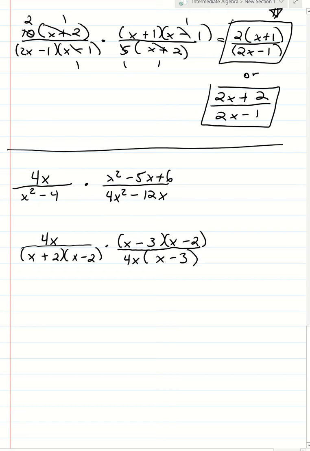Now that I have the fully factored form of both algebraic expressions, once again we look to utilize that fundamental principle of fractions and see if we can simplify. Well, I have the 4 on top, 4 on the bottom, they simplify. I have an x in the numerator, x in the denominator, they simplify. I have an x minus 3 on the numerator with an x minus 3 in the denominator, they simplify. I also have an x minus 2 in the numerator and in the denominator.